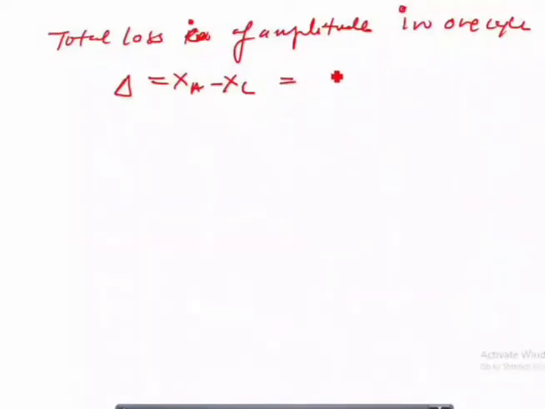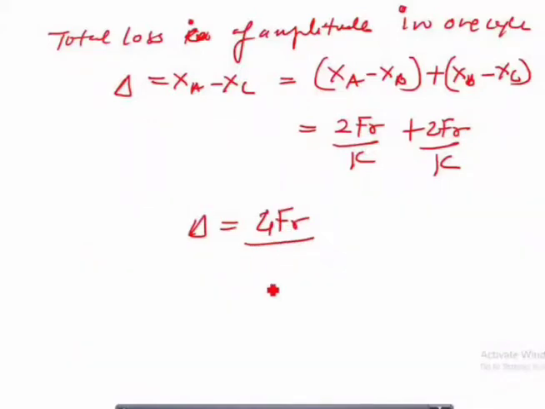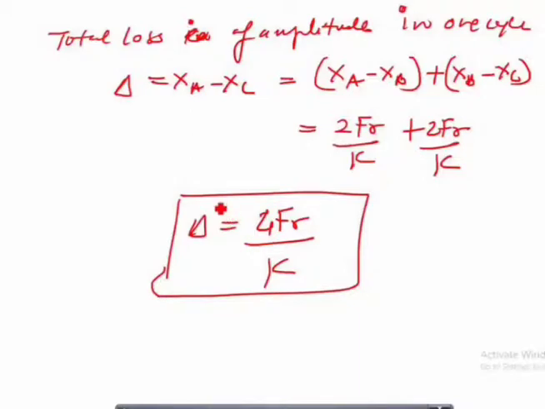You can write like this: xa minus xc is nothing but xa minus xb, first half cycle A to B, plus xb minus xc, second half cycle B to C. Now this is equal to 2 fr by k plus 2 fr by k, and finally you are getting del is equal to 4 fr by k. So the rate of decay of vibration, or you can say the loss of amplitude in one cycle, can be calculated by 4 fr by k.